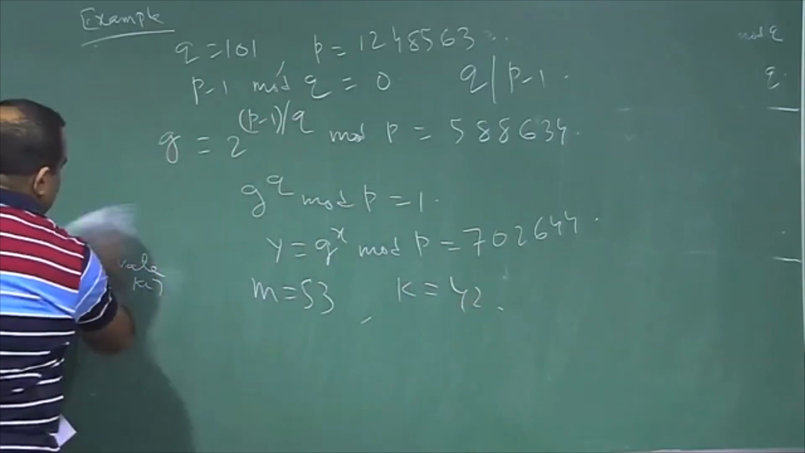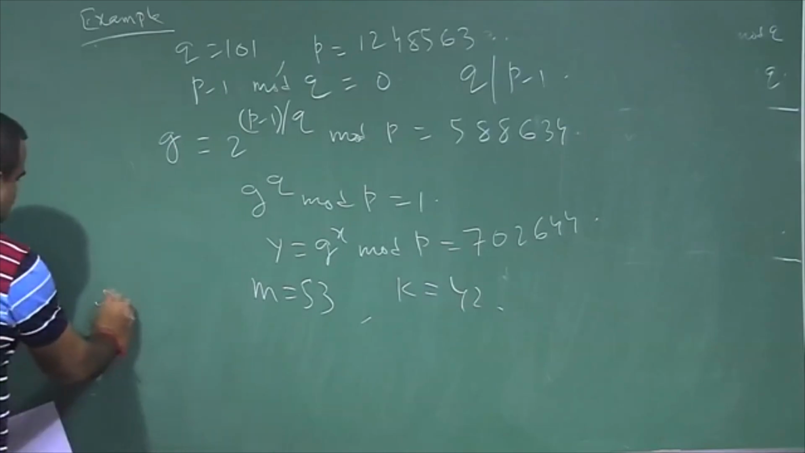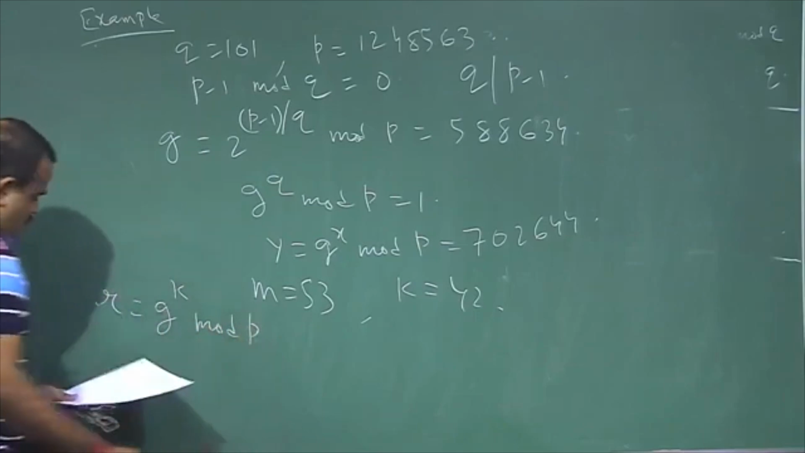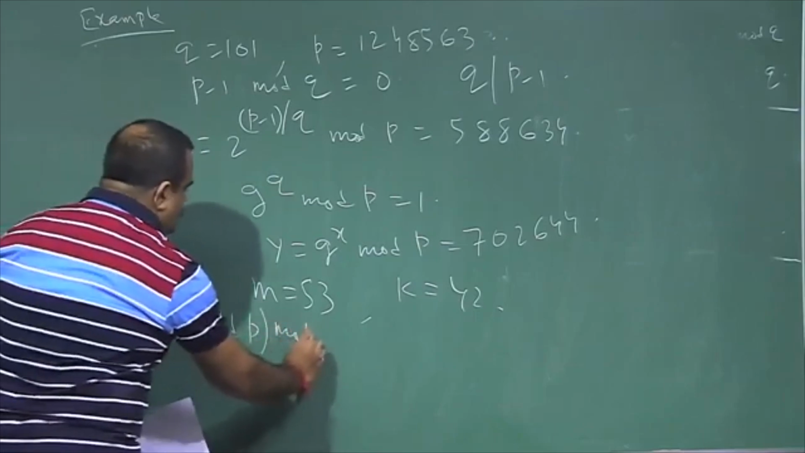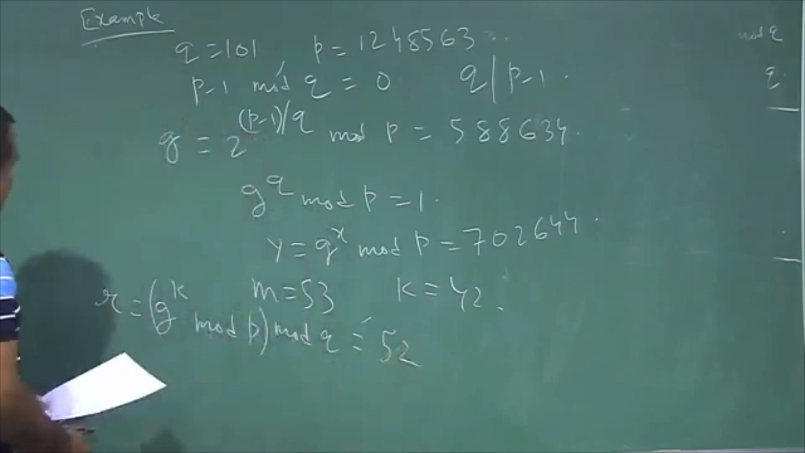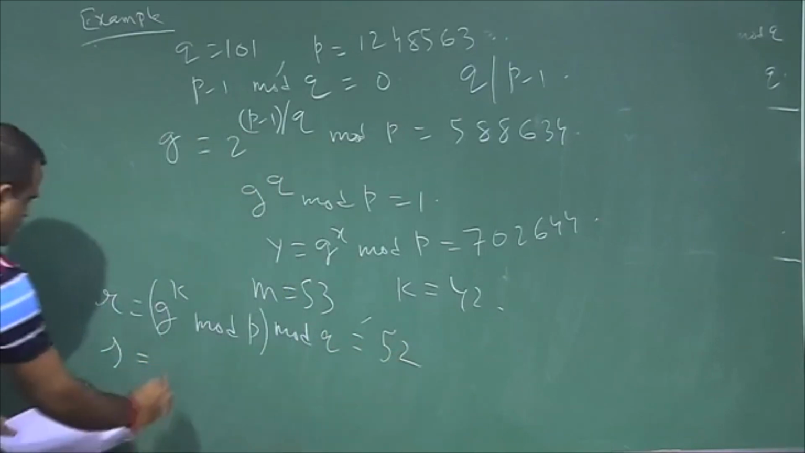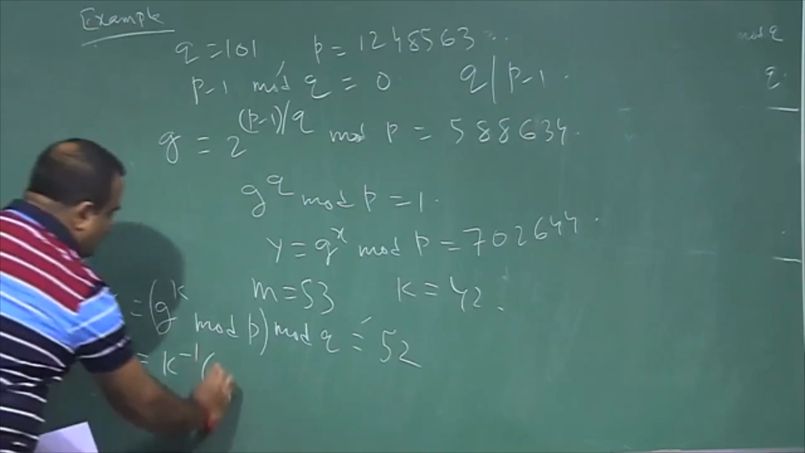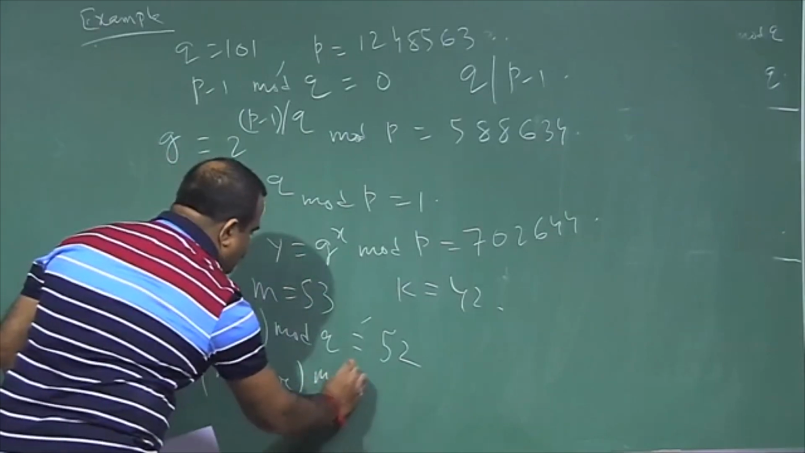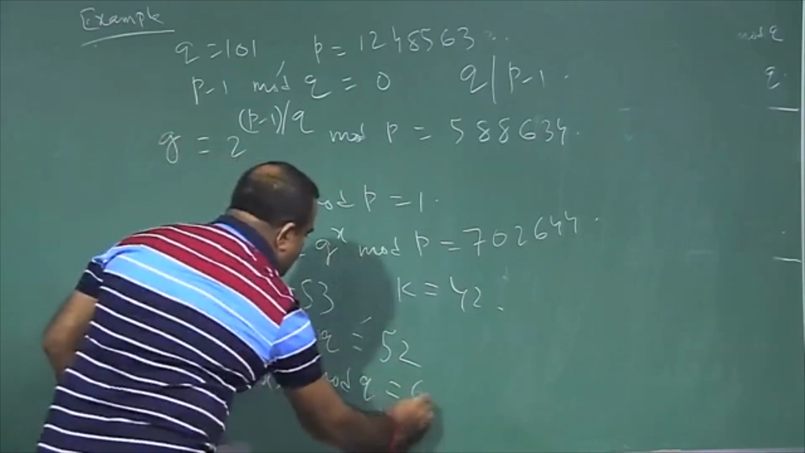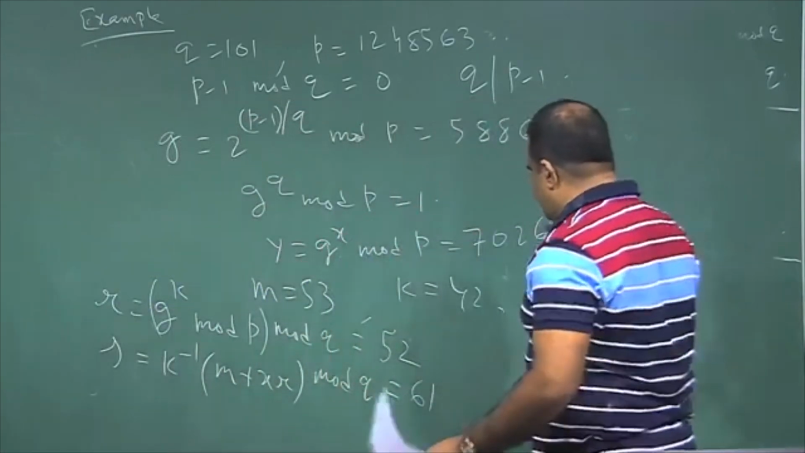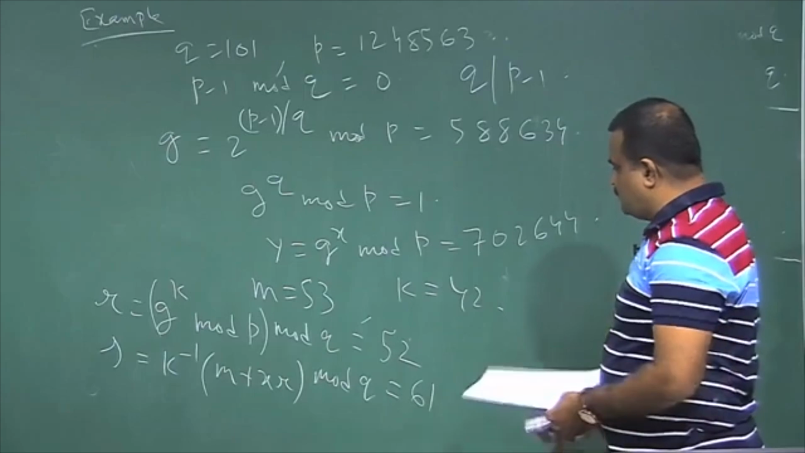So r is basically what? R is g to the power k mod p, then mod q. If you compute this, we will be getting 52. And then s is basically k inverse times m plus xr, mod q, and we get 61. So you have to calculate this 61. These two, r and s, 52 and 61, will be sent to the verifier.